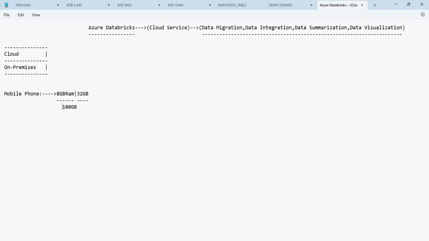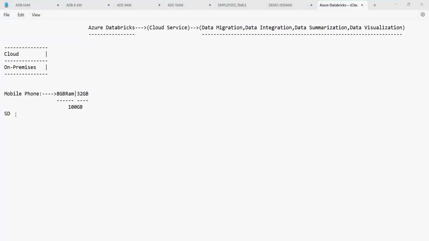Not possible, because the capacity of your mobile phone is only 32 GB. You cannot store all 100 GB. So what is the alternative we generally choose? We try to add an SD card to the mobile phone.